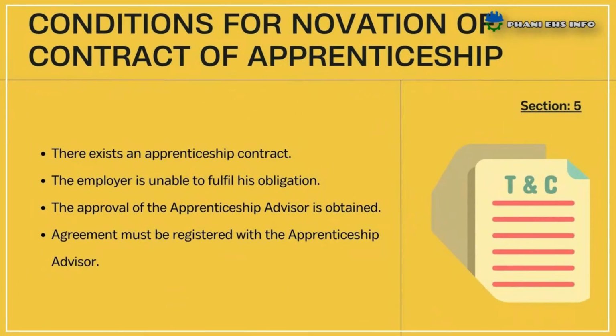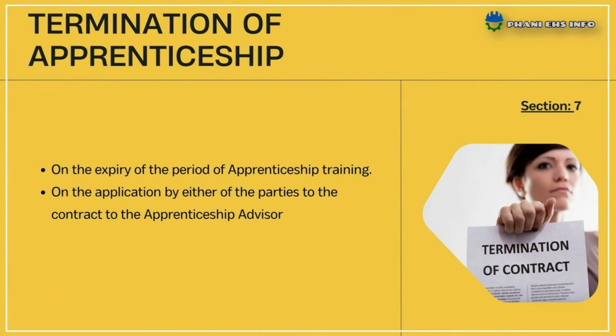Conditions for novation of contract of apprenticeship. There exists an apprenticeship contract. The employer is unable to fulfill his obligation. The approval of the apprenticeship advisor is obtained. Agreement must be registered with the apprenticeship advisor.